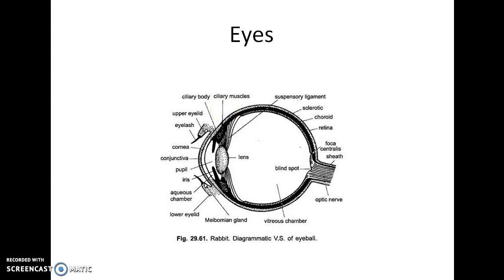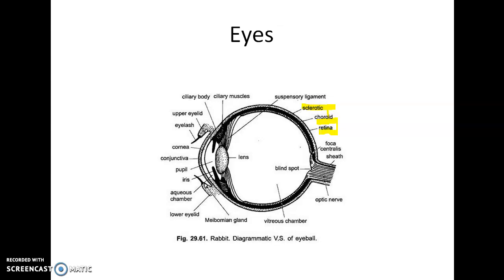Coming to the structure, the eyeball is formed of three concentric layers, namely from outside, the sclerotic coat. Look at this, this is the outermost covering, the sclerotic coat. Then there is the choroid coat. Then there is the retina. The sclerotic coat is a fibrous layer, the choroid is a vascular layer, and the retina is a nervous layer.